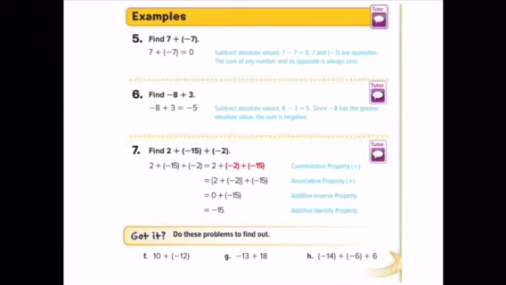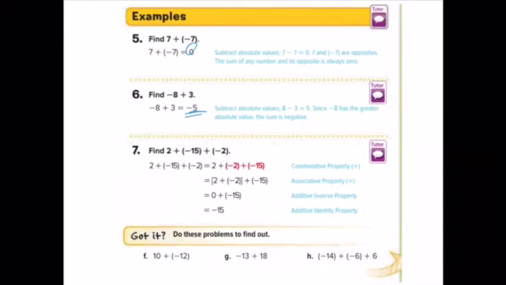7 and -7. We can subtract them. 7 minus 7, that's 0. We can also look at those and say, look, they're opposites, so we already know it's going to be 0. For -8 plus 3, 8 minus 3 is 5. The answer is negative because of the -8.